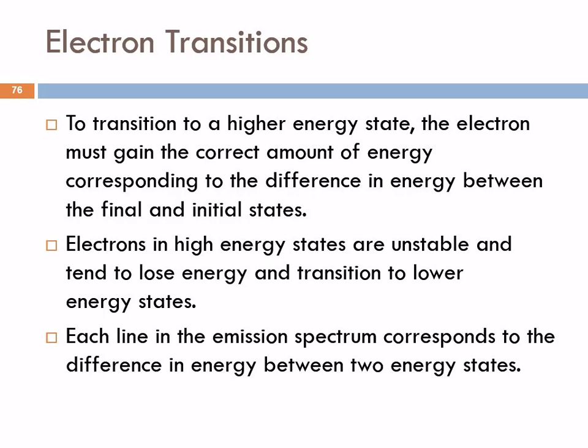The electron has to gain the right amount of energy. It's like on the bus, exact fare. They don't give you change. You need the exact fare. But you can't give them extra. And so you have to have just the right amount of energy to bump that electron up to a higher energy state. And that corresponds to the difference in the energy levels. And then they come back down and they release that energy.